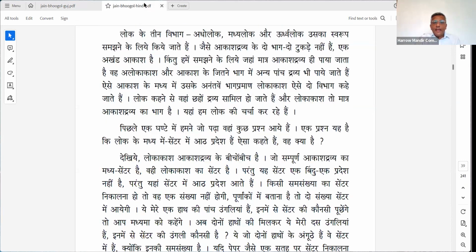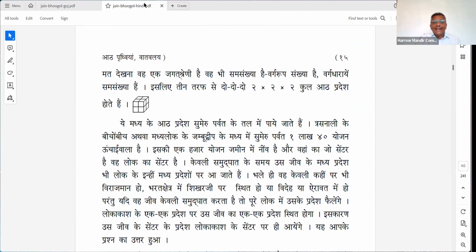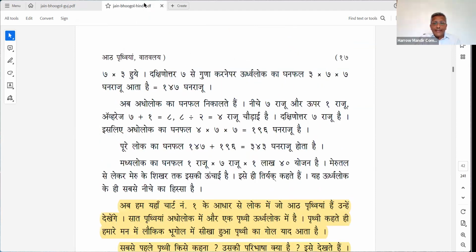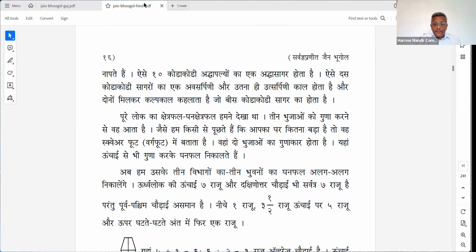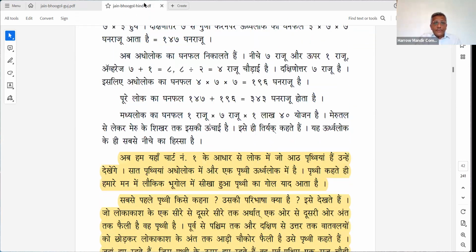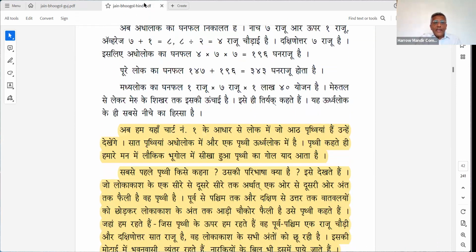So then what we talk about is the eight lands. Ab hum yahan chart number 1 ke aadhar se lok mein jo 8 prithviyan hai unhe dekhenge. 7 prithviyan adholok mein aur ek prithvi urdhva lok mein hai. Prithvi kehte hi hamare man mein laukik bhugol mein jo gol aata hai wo yaad aata hai.